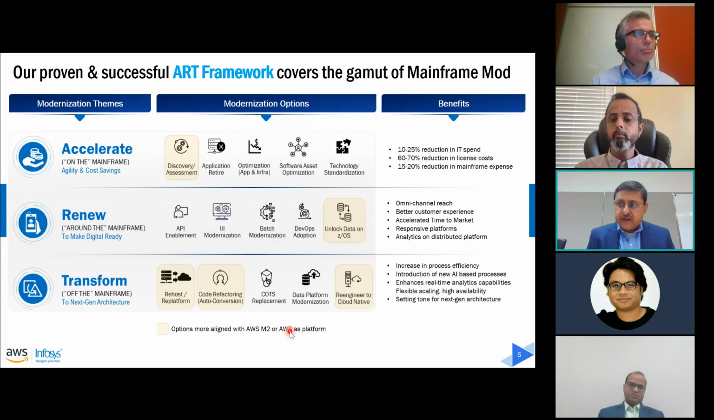For example, in one of the clients, we have actually offloaded the entire dev and test of the mainframe so that you can save cost. And also you don't have a contention of the dev and test region. So that's something we do with DevOps.